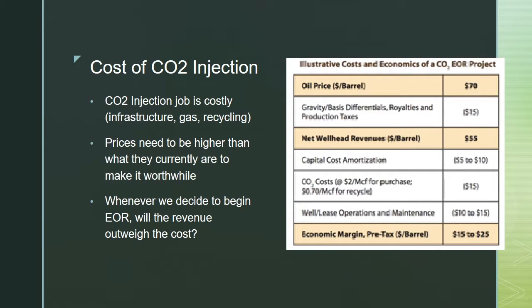On this screen, you will see the cost of a generic CO2 injection job. The most expensive part of it is the CO2 costs. It costs $2 per million cubic feet to purchase it and 70 cents per million cubic feet to recycle it. In this figure, they use $70 per barrel oil, much higher than the $55 per barrel oil we see today. It is not profitable in today's market, but it would be in a higher market.